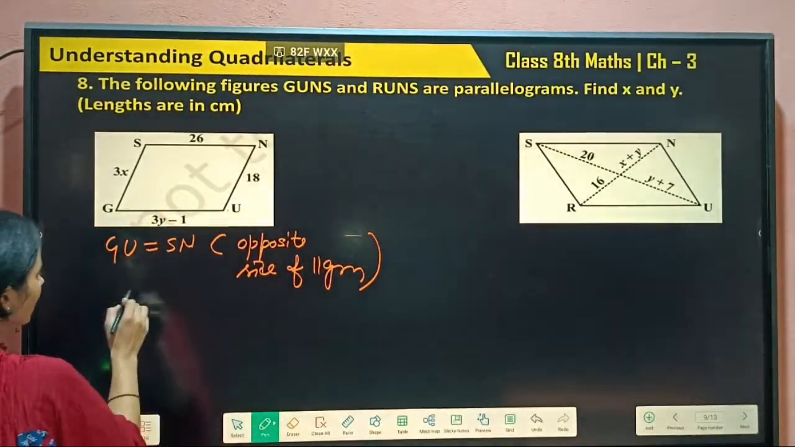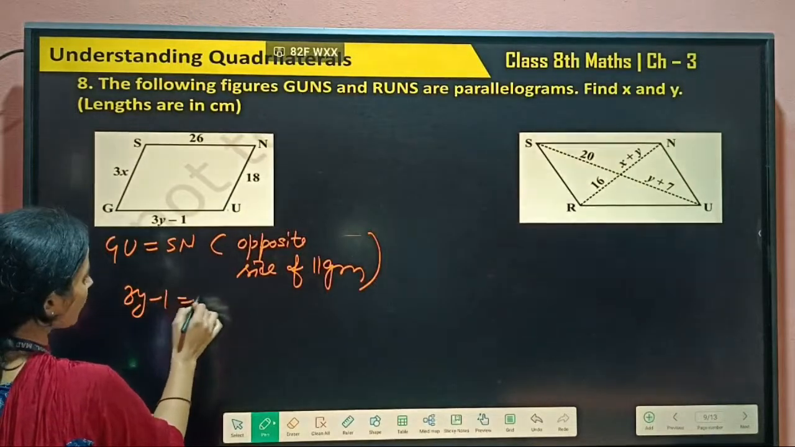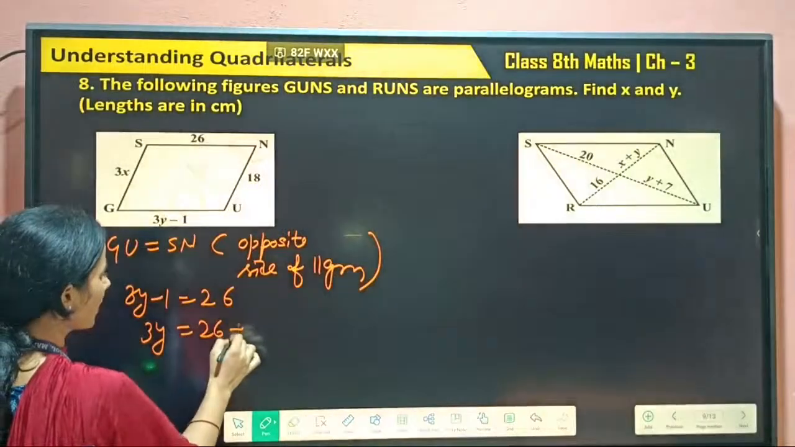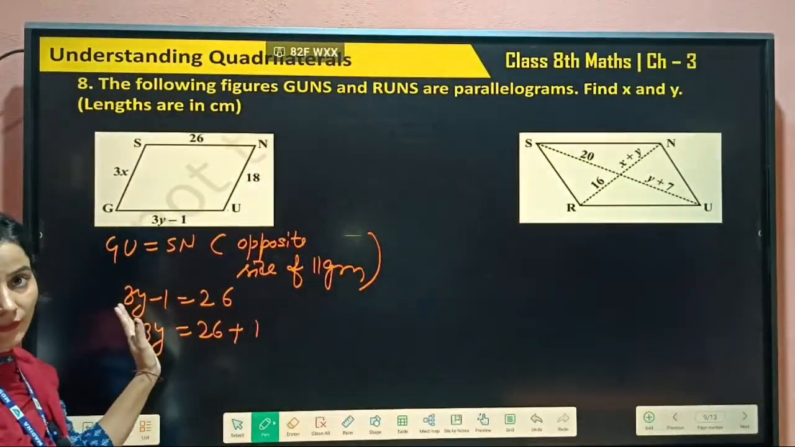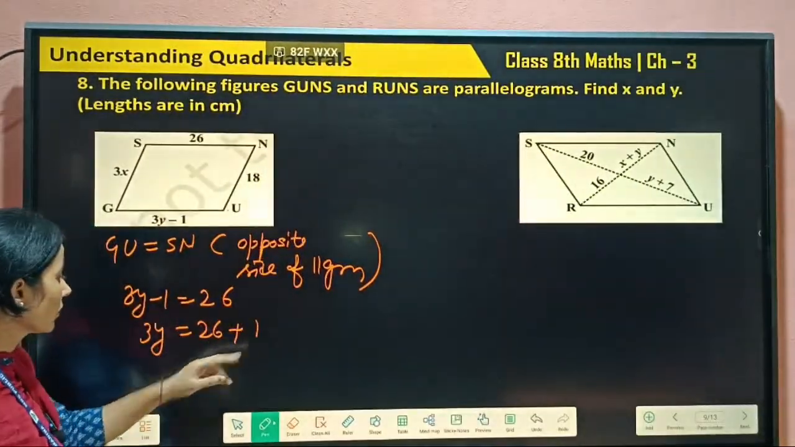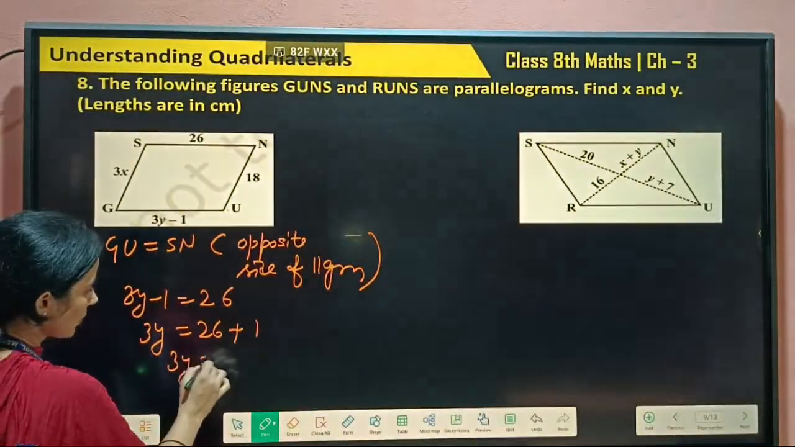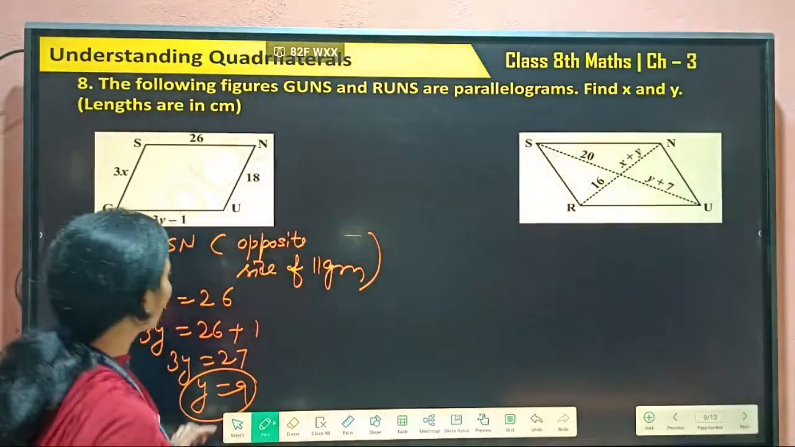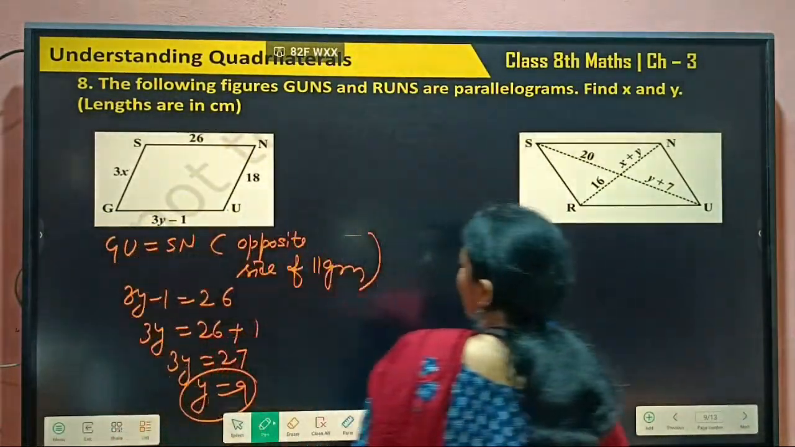Now see, 3y minus 1 equals 26. 3y equals 26 plus 1, transposing the 1 from left to right. 3y equals 27. y equals 9. The value of y is 9.